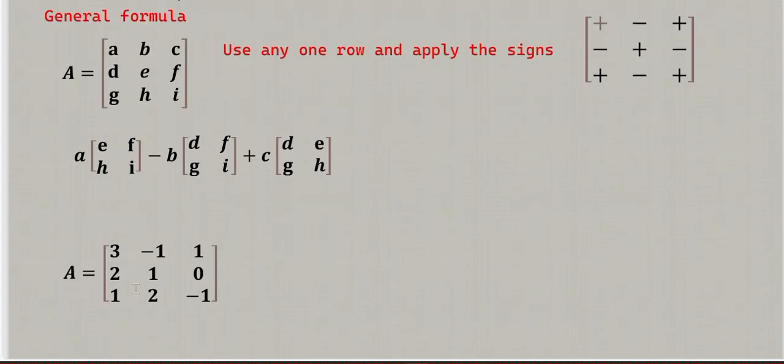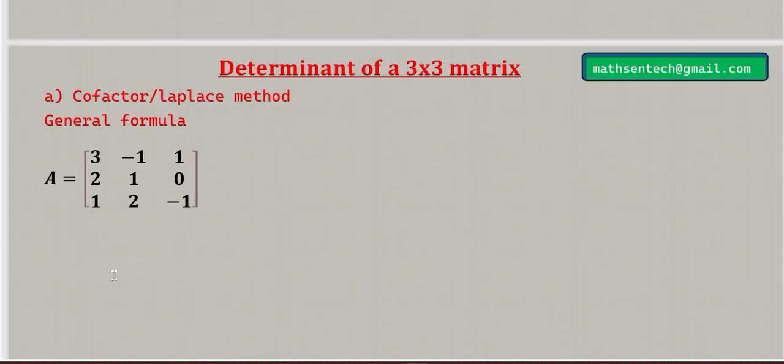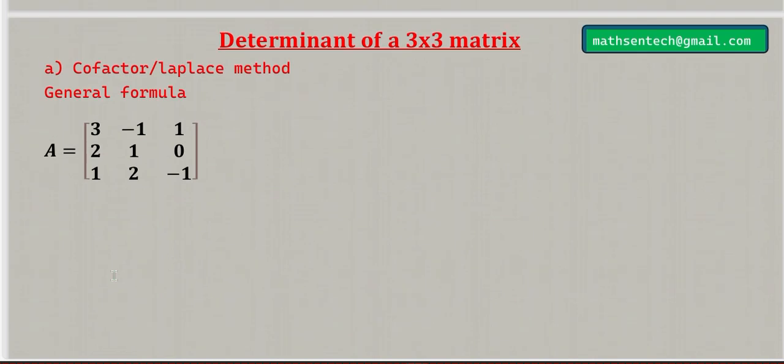So now, assuming this is a matrix A, let's do that practically and see how it's done. Let's say we're using the very first row. I said you can use any of the rows, only remember that you put plus, minus, plus if it's the first row. So the first thing you do is get the determinant using the Laplace method, or the cofactor method.